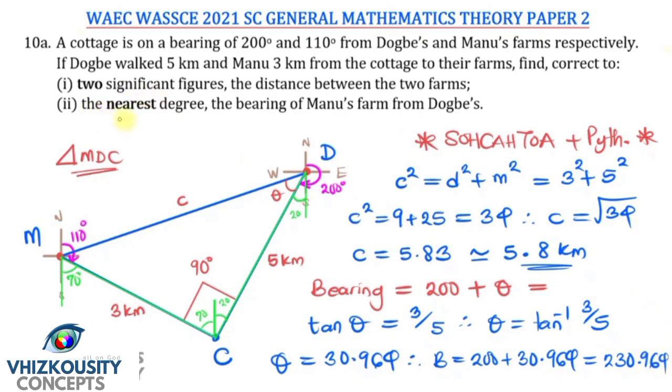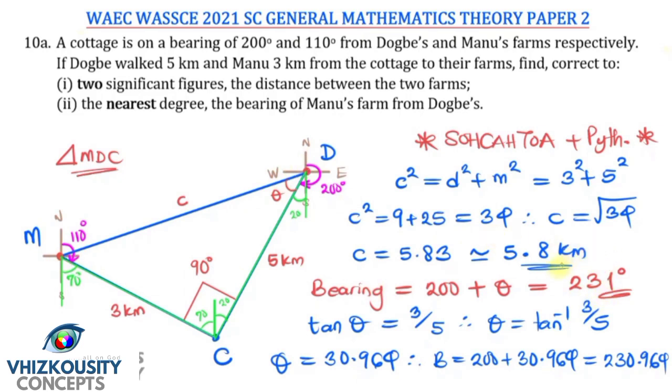But again, we are told to get this to the nearest degree. Even if you are not told to get that to the nearest degree, you need to always note that bearings are only given in 3 digits. Even if it is 2, maybe like it is supposed to be 70, you need to add 0 in front, so that it is 070 degrees, and you don't say 70 degrees. So for this particular question, we are going to round this up, and we can see that 9 will round up to 1 and add to the initial number such that the bearing will be 231 degrees. So these are the 2 answers that we're supposed to get. Distance between the 2 farms is 5.8 kilometers, and the bearing of Manu's farm from Dogbe's farm is 231 degrees.